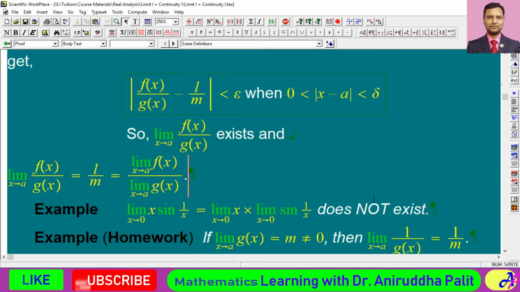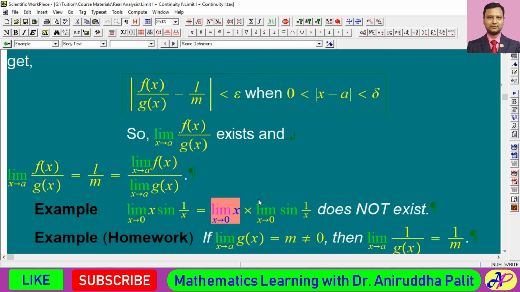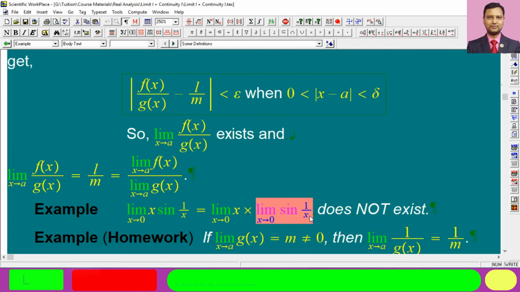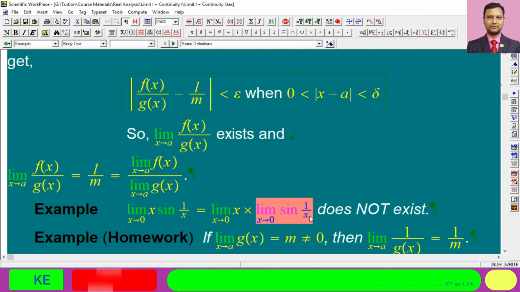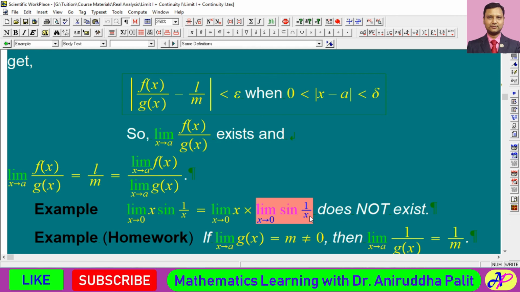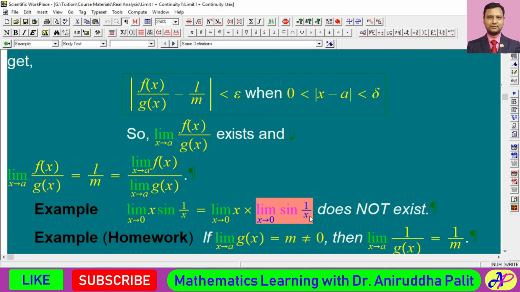We now keep one result as homework. But before that, we need to consider this kind of example. We can't say that limit as x tends to 0 of x sine of 1 by x is equal to limit as x tends to 0 of x into limit as x tends to 0 of sine of 1 by x, because later on in our subsequent lectures we shall prove that limit as x tends to a of sine of 1 by x does not exist. And because it does not exist, we cannot write this left hand side limit as the product of these two limits.